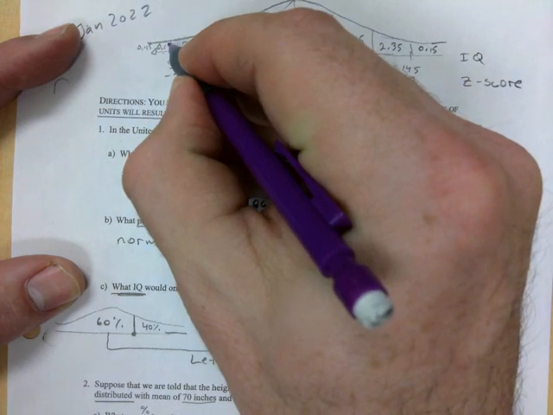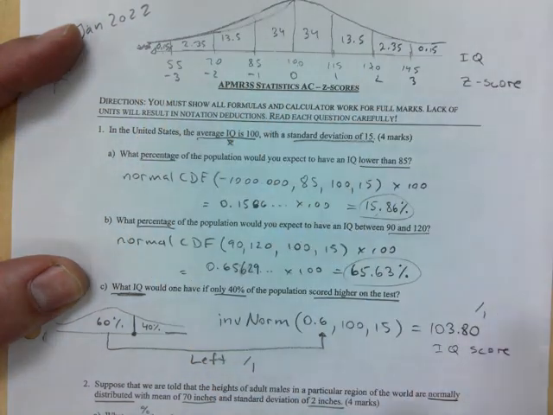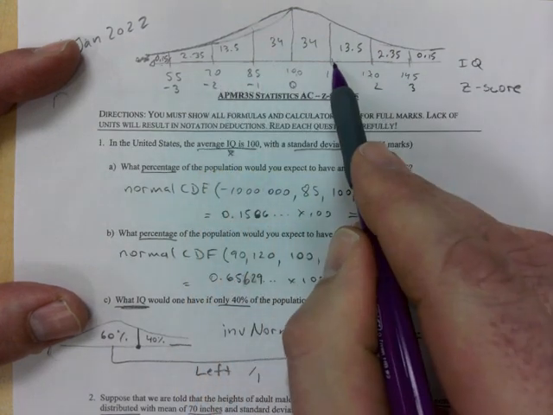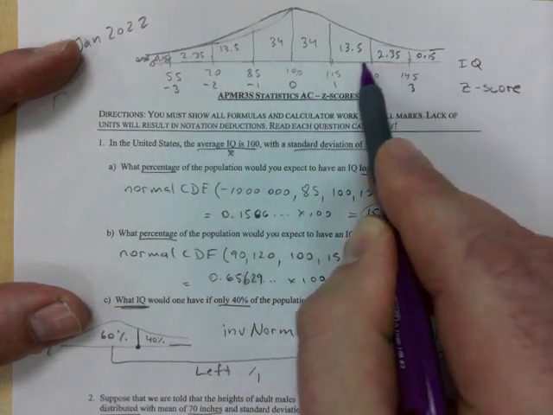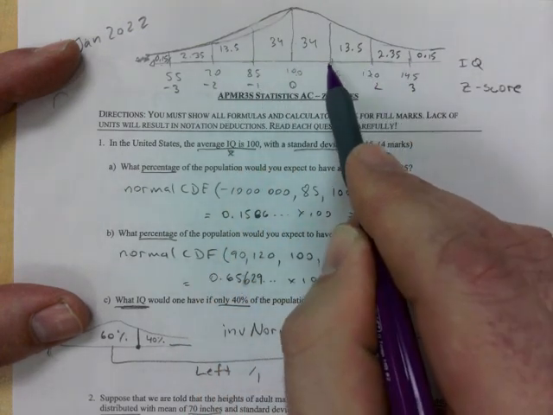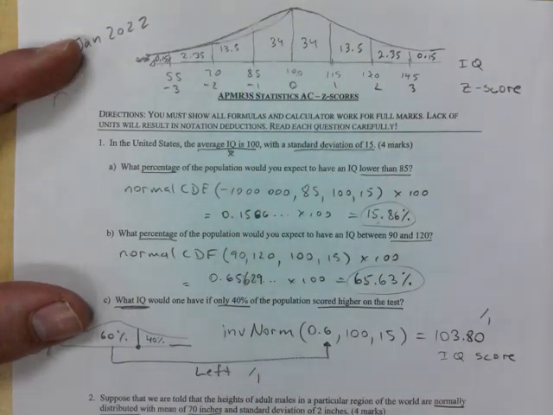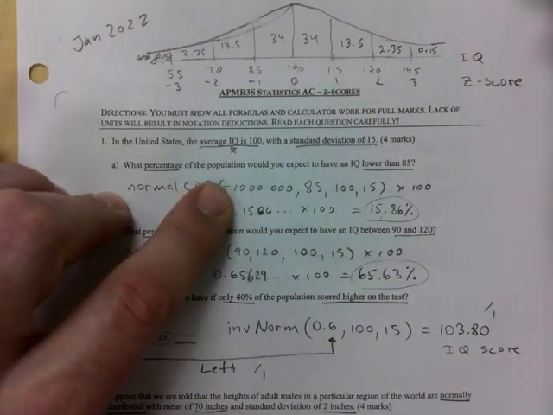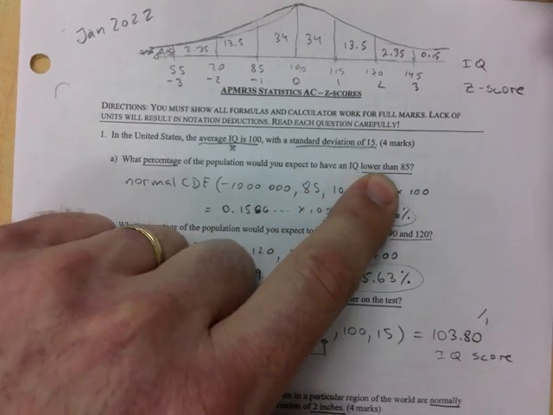So 0.15 percent here, and the associated z-scores with those values. Of course, we know this is continuous. There are values anywhere in between, but these are the ones we know for sure when we make our normal distribution. Okay? And so what percentage of the population would you expect to have an IQ lower than 85?